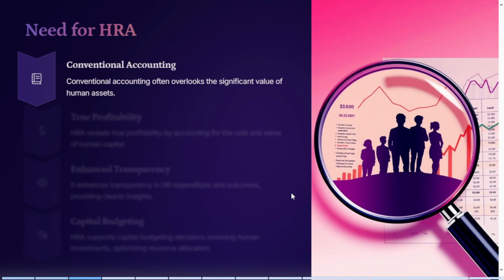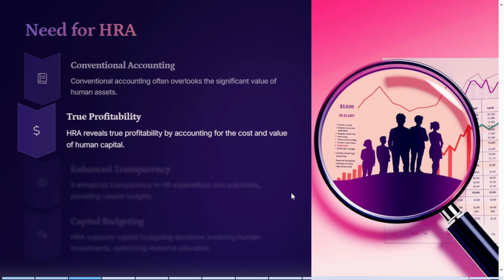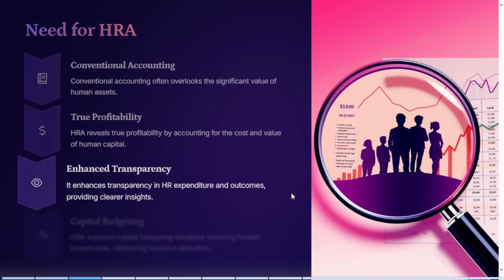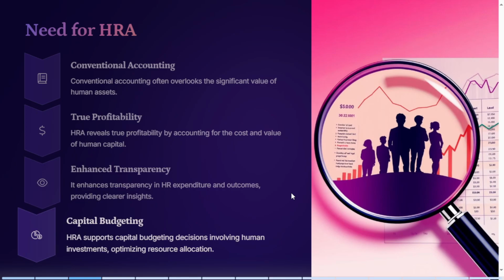Imagine two identical companies. Company A has highly skilled, experienced employees, while company B has average employees. Traditional accounting would show them as having the same value if their physical assets are similar. That's clearly not realistic. HRA reveals true profitability by accounting for human capital costs and contributions. It brings enhanced transparency to HR spending and outcomes and supports capital budgeting decisions when companies are deciding how much to invest in their people.